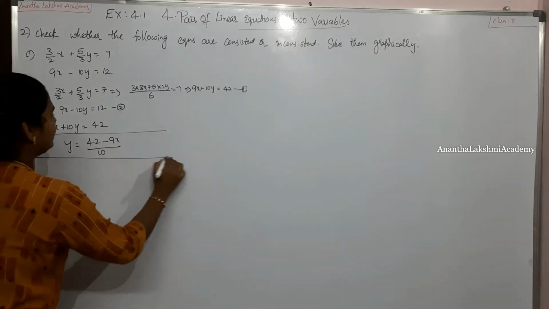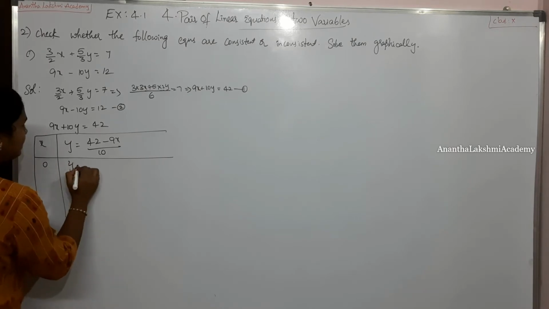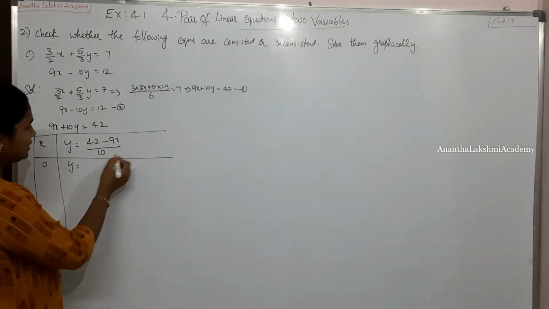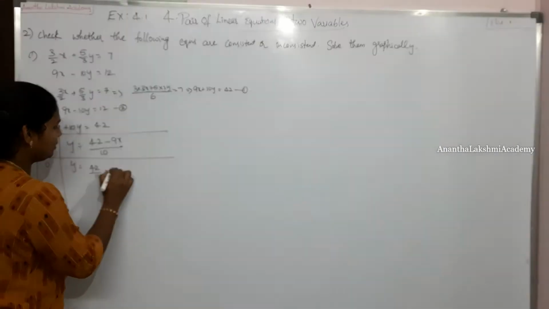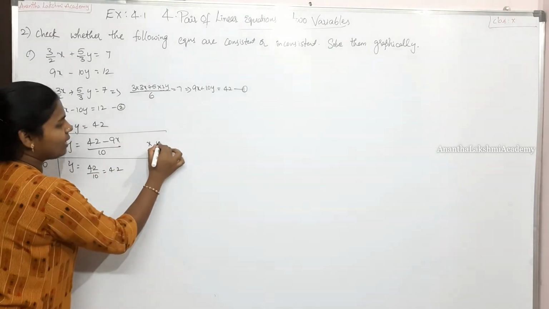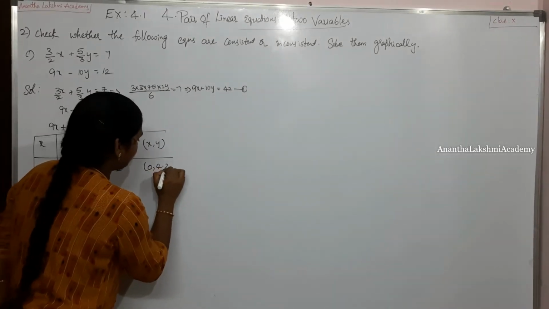Let us write the values. Let us consider 0 first. Y is equal to, for 0, 42 minus 0 by 10 is 42 by 10, which is nothing but 4.2. What happens to the coordinates? This is going to be (0, 4.2).